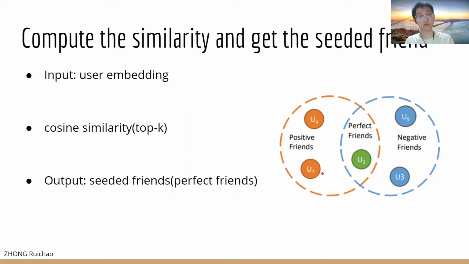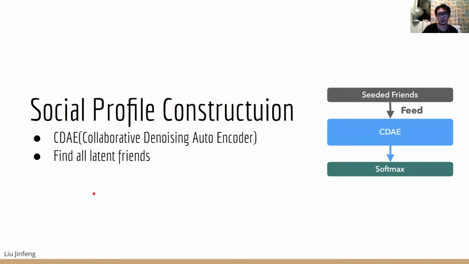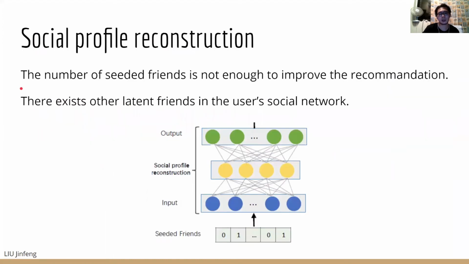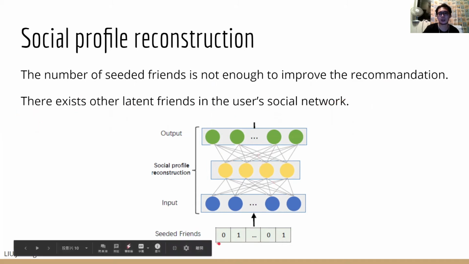Thank you. Hello everyone, my name is Liu Xingfeng, and in my part I will give you some brief idea of social profile reconstruction. Since the number of seeded friends generated from the heterogeneous information network is not large enough to improve the recommender system, and there may exist other latent friends in the user's social network, we have to apply the CDAE to reconstruct the social profile to find all latent friends of the user to improve the quality of the recommender system.